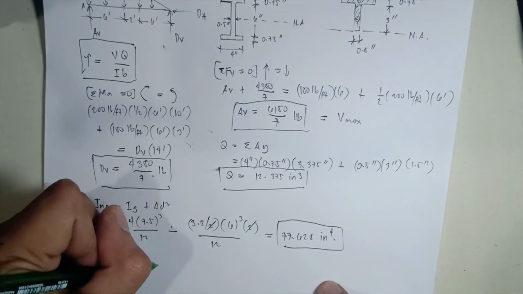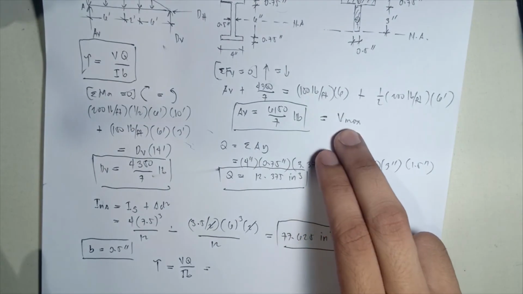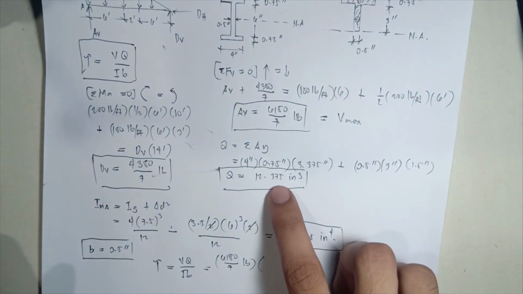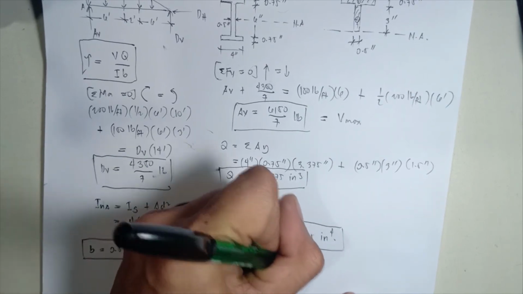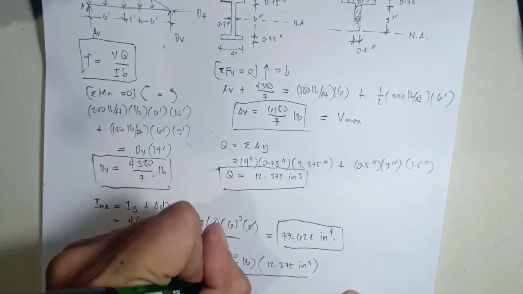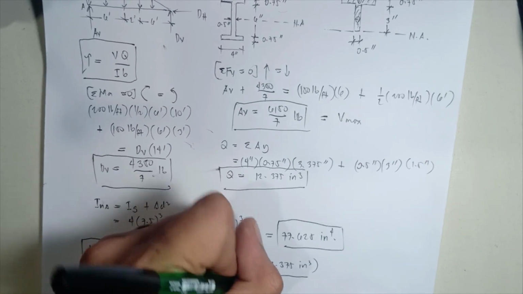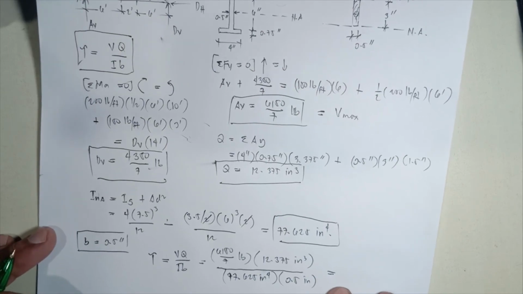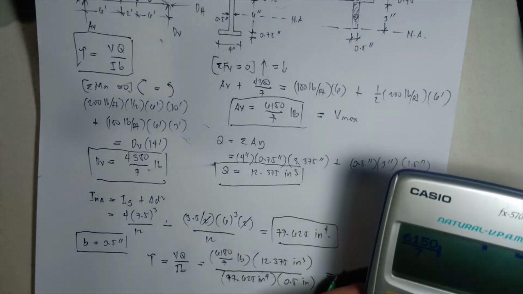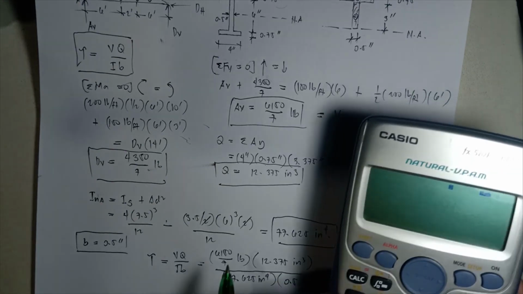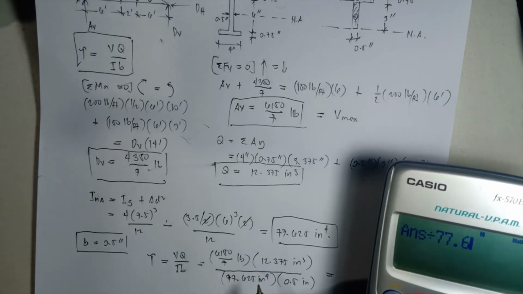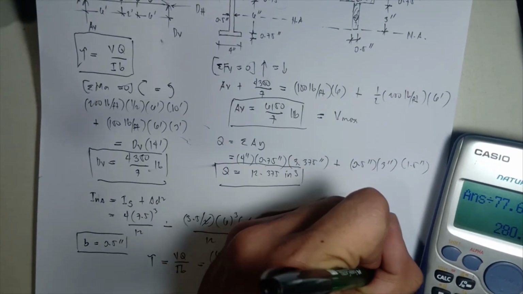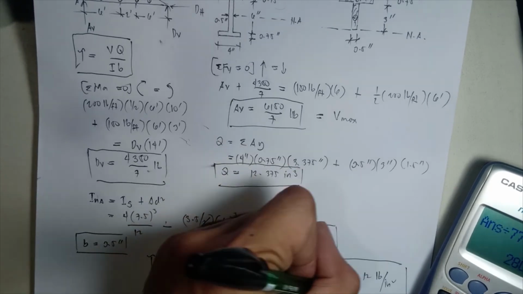Solve na natin yung shear stress, VQ over IB. Maximum shear force natin is 6,150 all over 7 pounds. Times yung Q natin is 12.375 cubic inch all over. Yung I natin is 77.625 inch raised to 4. Times yung B natin is 0.5 inch. So yung value ng shear stress natin is 6,150 all over 7 times 12.375 divide 77.625 divide 0.5 ulit. So yung value ng shear stress is 280.12 pounds per square inch. So ito na yung value ng shear stress natin.